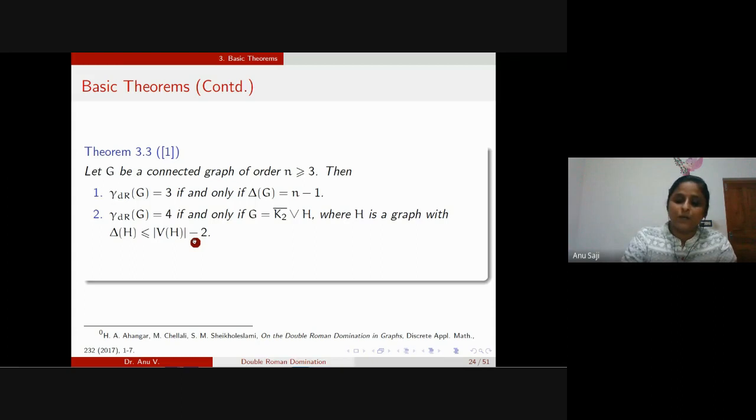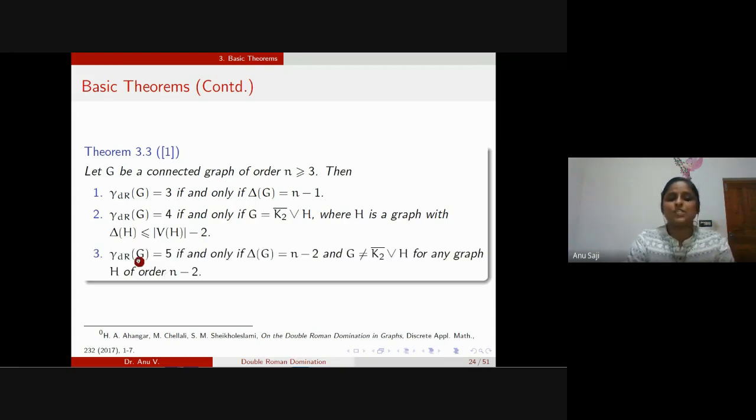Okay. Also, there is a characterization for graphs with gamma_dRG equal to 5. This happens if and only if the maximum degree is equal to n minus 2 and G is not equal to K2 complement join H for any graph H of order n minus 2. Okay. But for all other values, the problem is open.